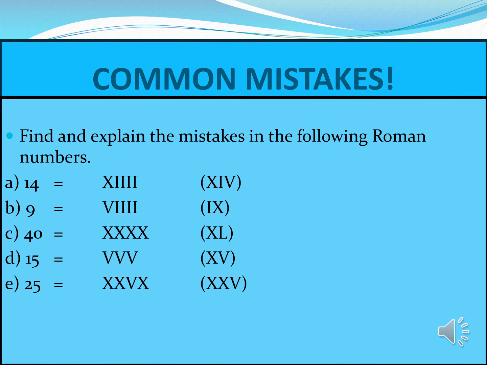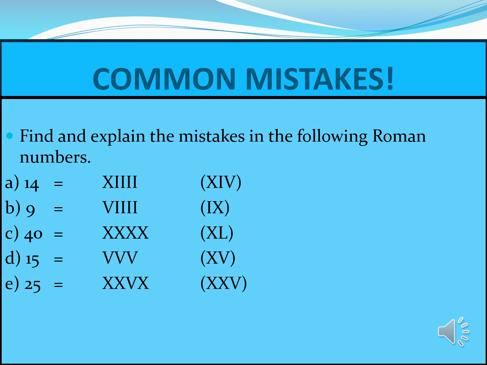Next, we can discuss some common mistakes that we are committing in Roman numbers. First number given is 14. To write 14, what is the answer given here? X and 4 I's. That is wrong. Why? I cannot be repeated more than 3 times. So, what is the correct answer? XIV. X for 10, IV for 4. XIV is the correct symbol for 14.